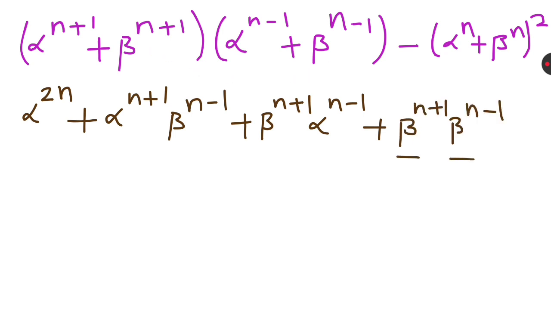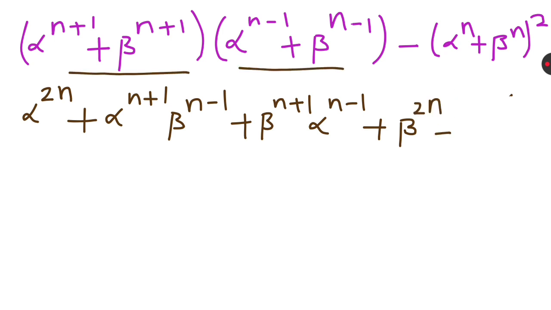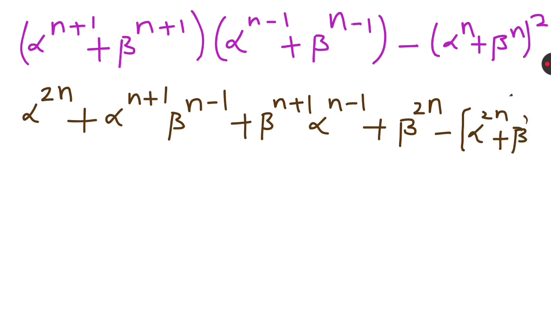When bases are same, we can add the exponents. So just add the exponents. Here also plus 1 minus 1 gets cancelled, so we are left only with 2n. Minus, so we are done with multiplication of these two terms. Now we have to do (alpha^n + beta^n) whole squared. Actually it is in the form of (a + b) whole squared, so let's use the formula. One is a squared, which is alpha^(2n), plus b squared, that is beta^(2n), plus 2ab, that is 2 into alpha^n times beta^n.